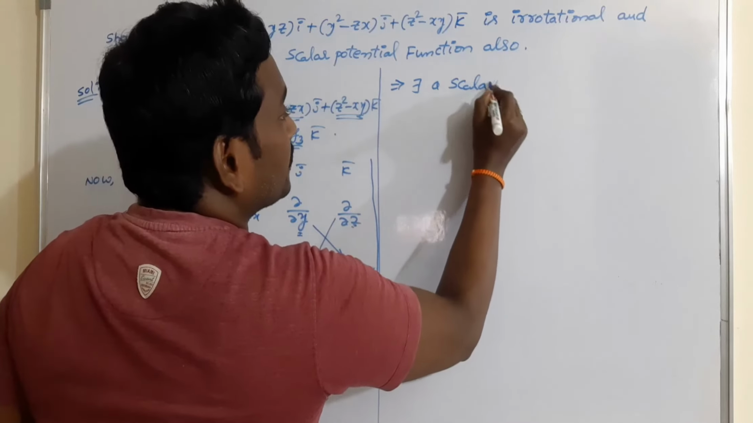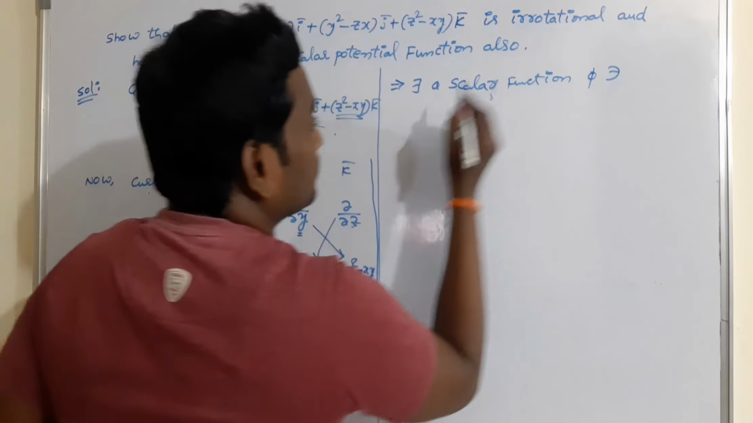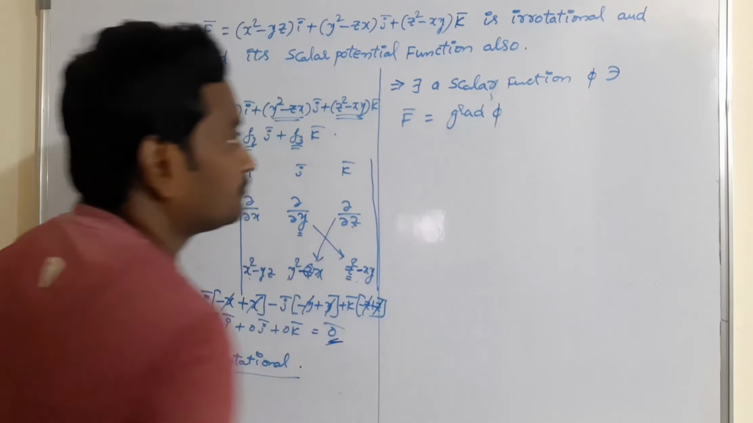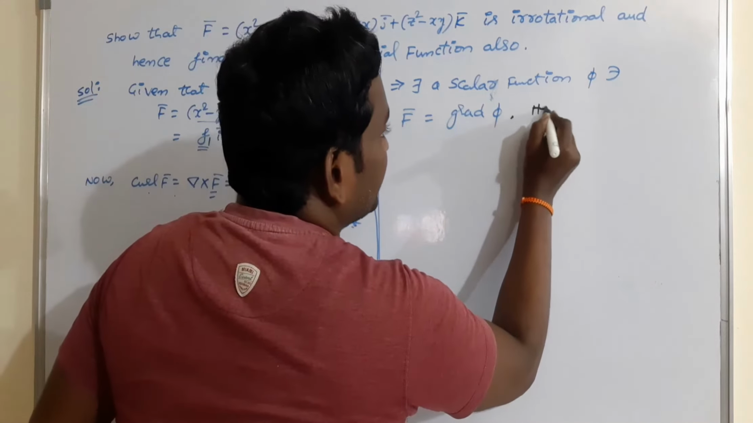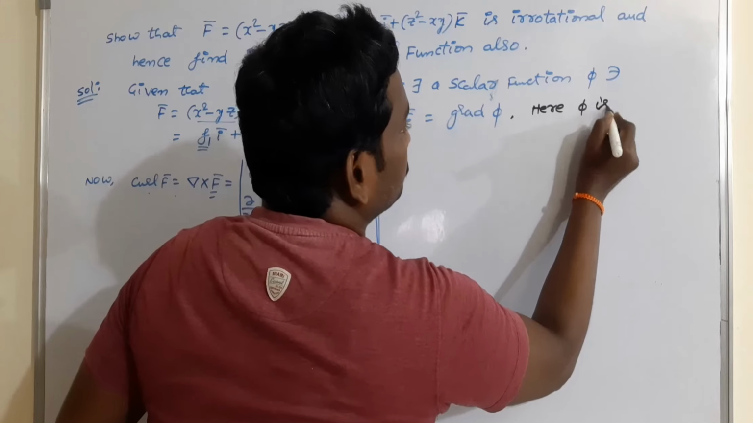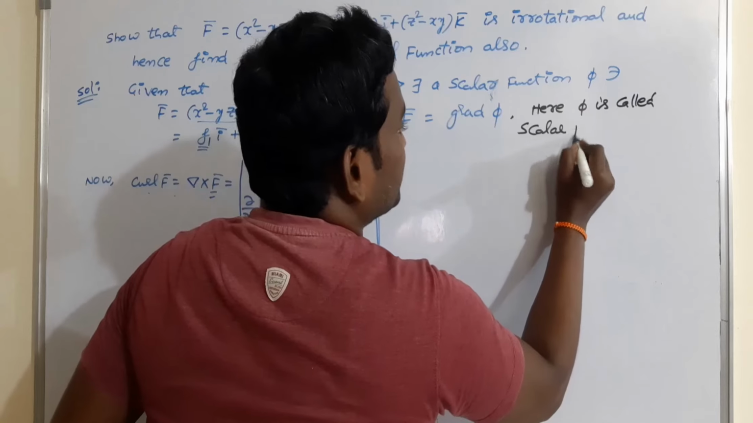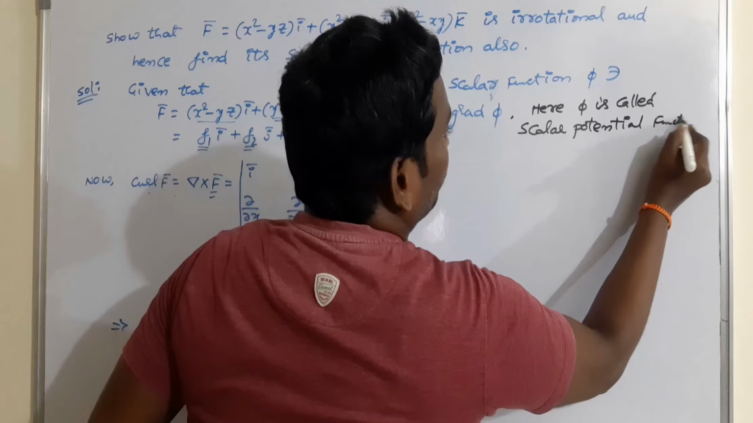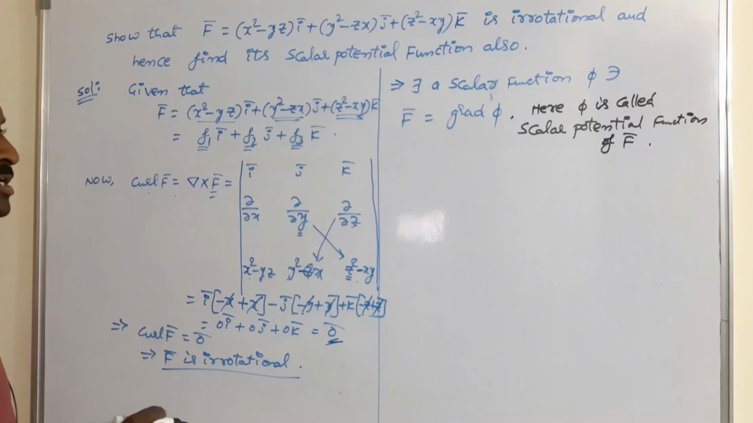Now whenever f bar is irrotational, immediately there exists a scalar function phi such that f bar can be expressed as the gradient of this scalar function phi. Here phi is called the scalar potential function of the given vector point function f bar. If f bar is irrotational only, then we can express f bar as grad phi.